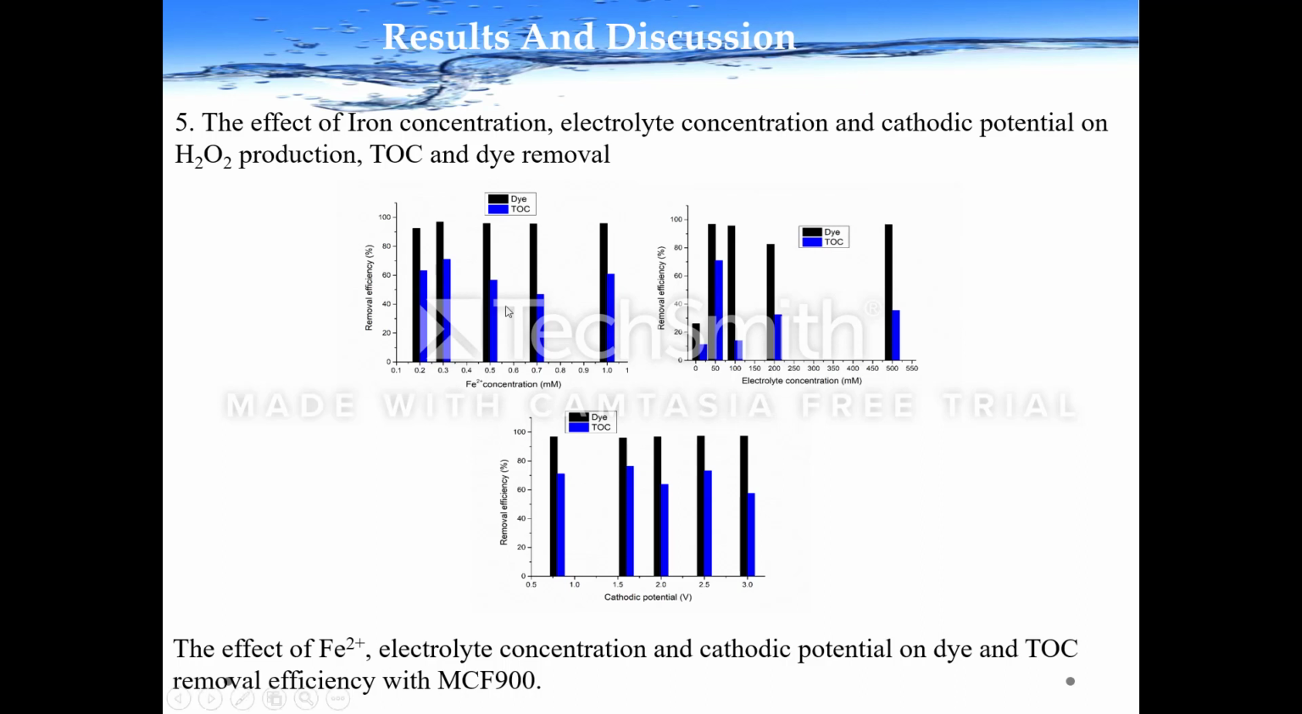After that, we used this electrode, which was modified at 900 degrees Celsius, for determination of the optimum iron concentration and electrolyte concentration at the cathodic potential. As you see, 1.3 millimolar iron concentration is the best. On the other hand, we obtained the best removal efficiency with 50 millimolar electrolyte concentration.